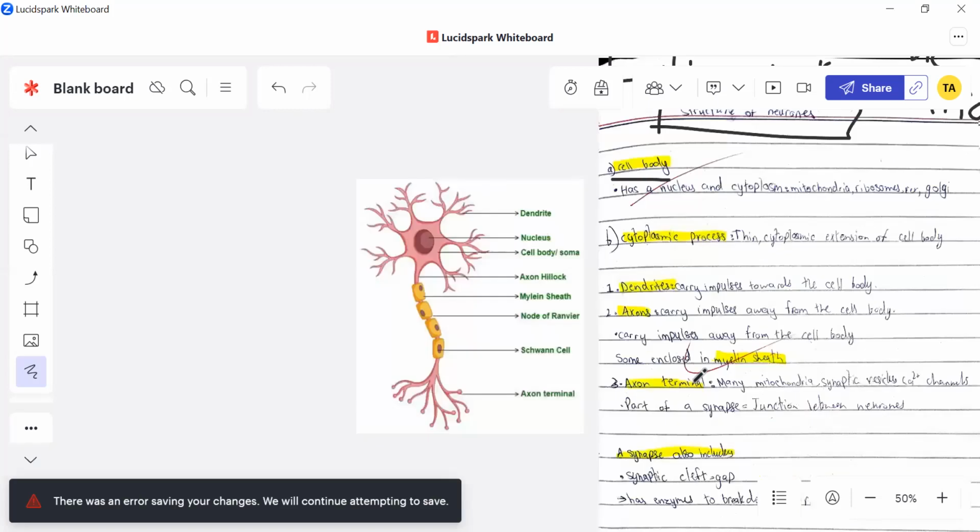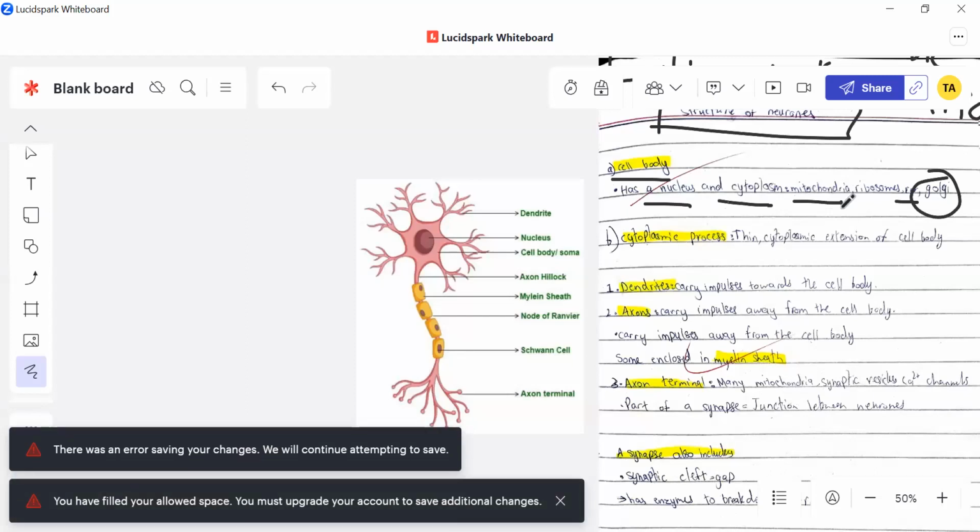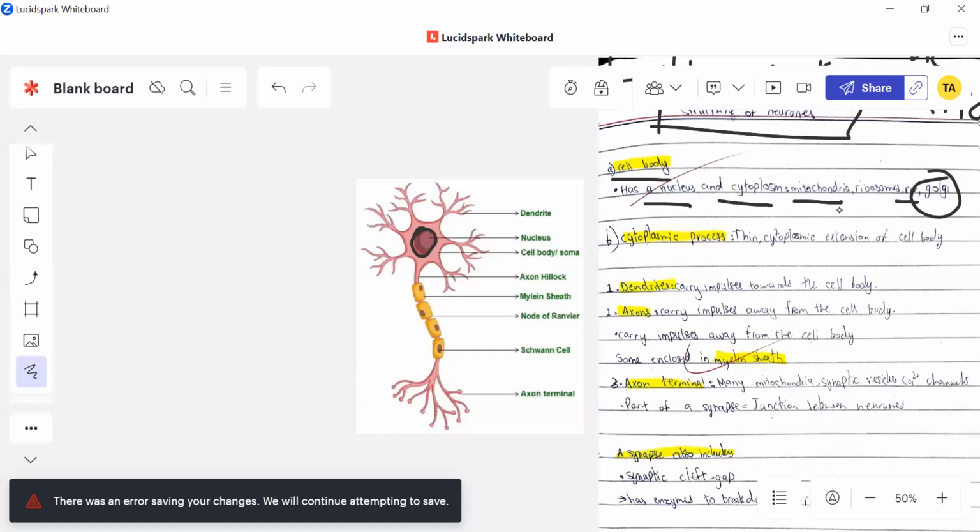So the cell body is this entire thing right here. It has the main nucleus and cytoplasm, and also contains mitochondria, ribosomes, rough endoplasmic reticulum, and Golgi body. So this cell body has the nucleus that you see right here. It also has ribosomes and mitochondria, Golgi body, all of that stuff.